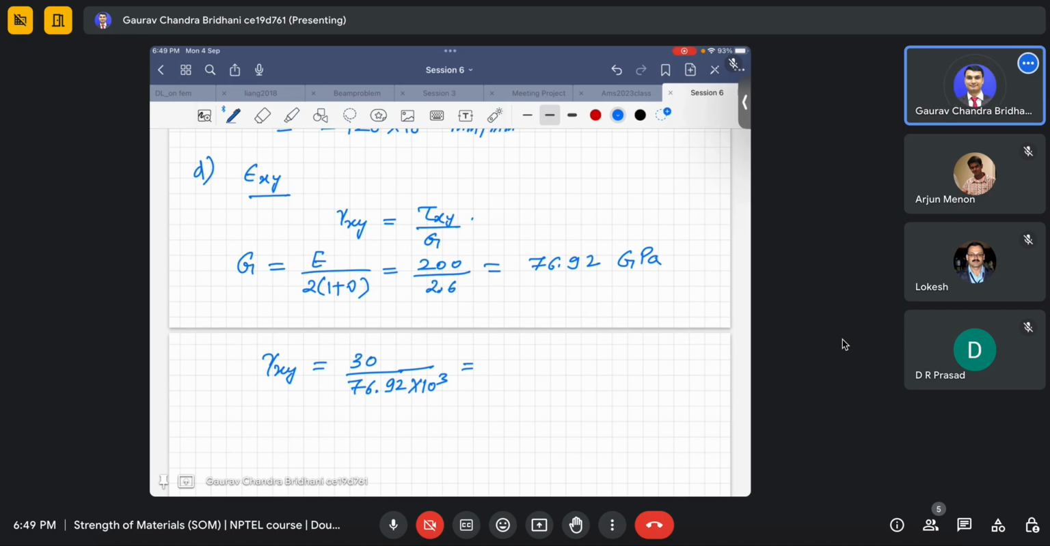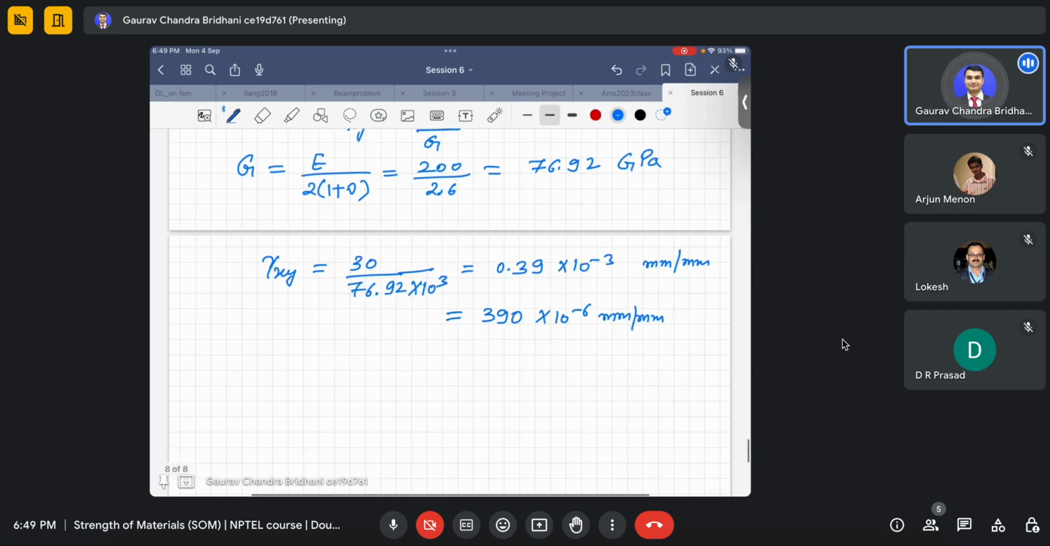Yeah, so it will be 0.39 into 10 to the minus 3 mm per mm. So it can also be written as 390 into 10 to the minus 6 mm per mm. Okay, so the epsilon xy will be half of this.